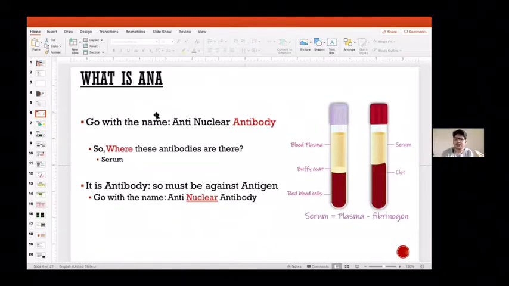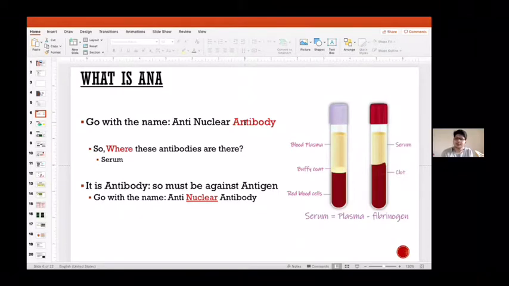Now go with the name, anti-nuclear antibody. The simple doubt goes away: if someone asks me to do an ANA test for a patient, I will collect the sample in a plain tube, and when the blood gets clotted, whatever serum is left has the antibody. To be very honest, in my first year of MD, I was not aware that ANA is sent in serum for this reason.